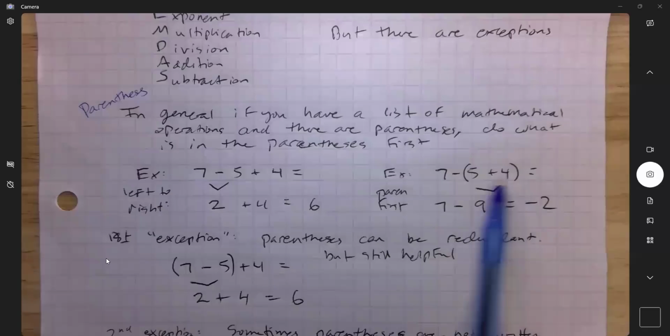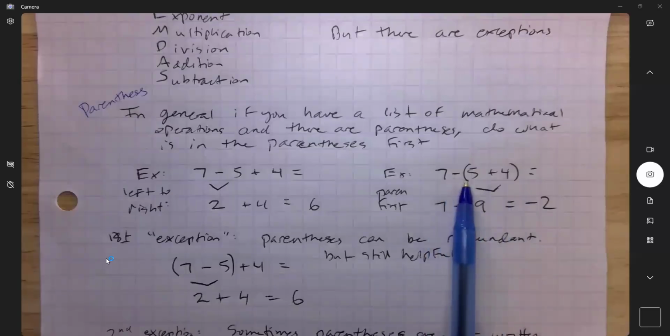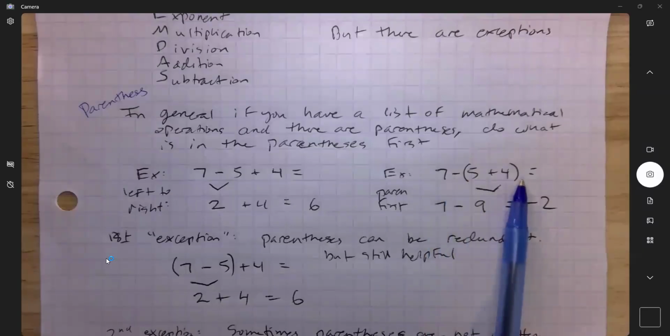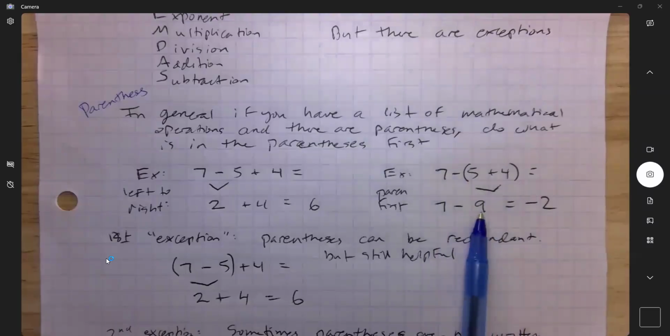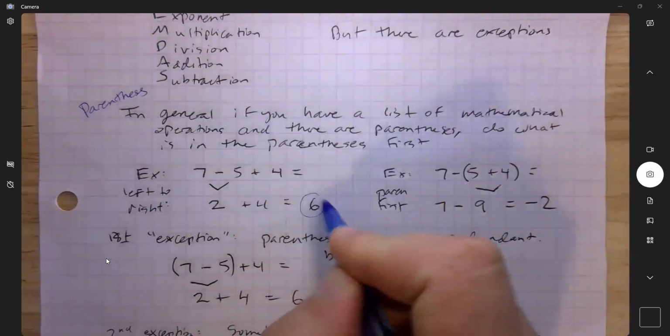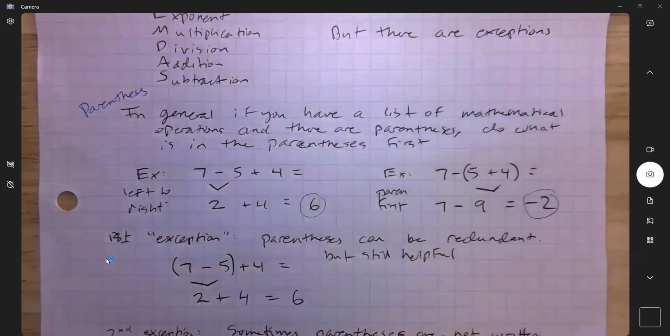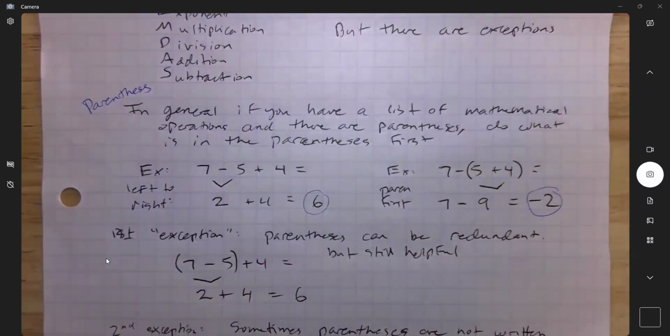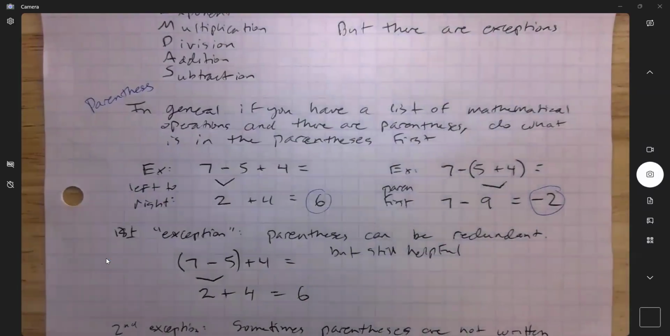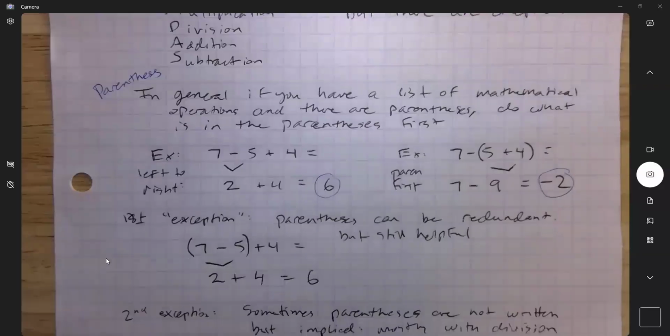If there are parentheses, 7 minus the quantity 5 plus 4, I do what's in the parentheses first. 5 plus 4 is 9, and then I do 7 minus 9. And so you can see that these give me different answers. Parentheses are very important. They are the primary way that we signal the order of mathematical operations. However, there are a number of exceptions or subtleties for parentheses.